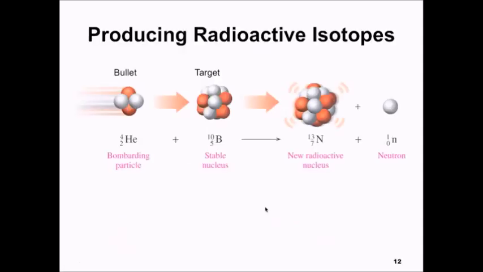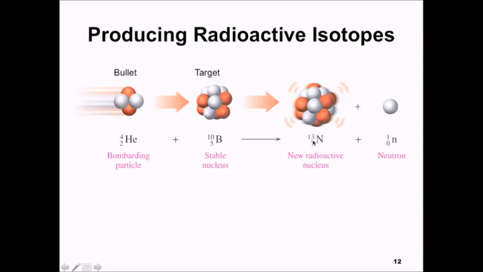This type of reaction makes radioactive isotopes from stable nuclei. Here we use a bullet, and my example here is an alpha particle, and we're going to hit the target, which is a boron atom, which is stable. So what happens is this bullet gets incorporated into the target, and then the target splits into 2 products. So you notice now we wound up making radioactive nitrogen-13, and we've got a neutron produced as well.